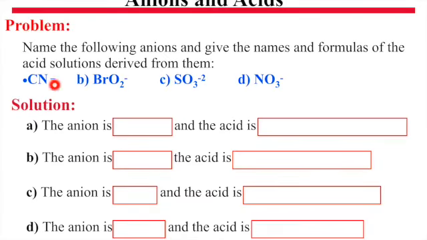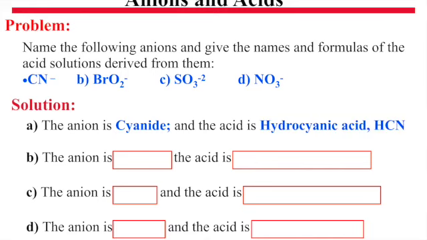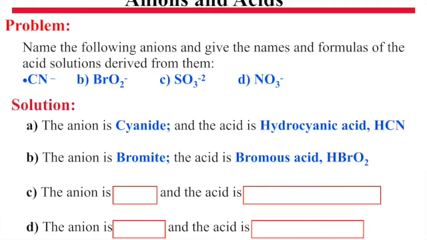And so, this first one, the anion is cyanide. Okay, it is an ide, so that means I have to put hydro and ic, hydro at the front, ic acid at the end, and that becomes hydrocyanic acid. The next ion is the bromite ion. The ite is the key, and when you have an ite, we change it to an ous acid, bromous acid.